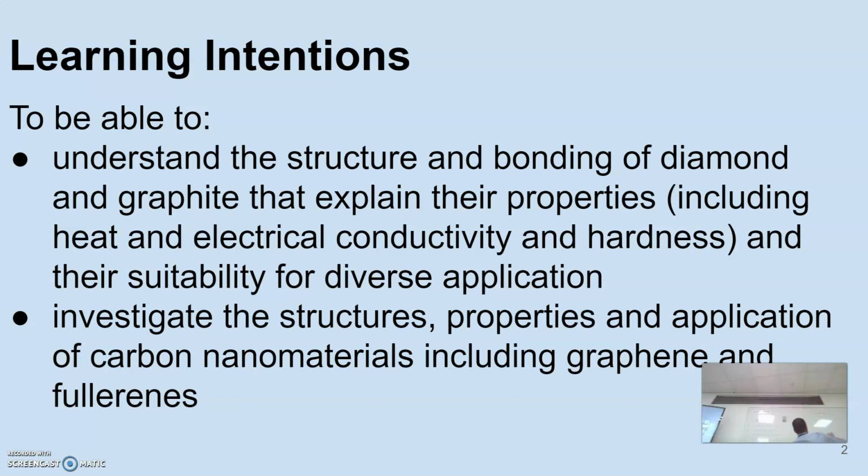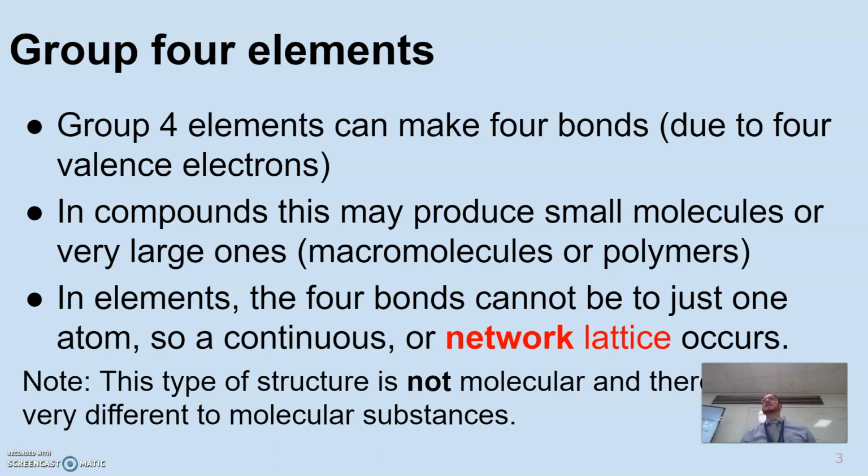So, what we're going to look at is diamond, graphite, graphene, and fullerene. So let's take a step back, right? Consider group 4 elements. Carbon is there, it's got 4 unpaired electrons, wants to form 4 bonds, yeah?